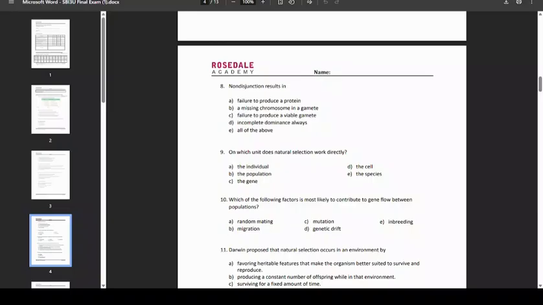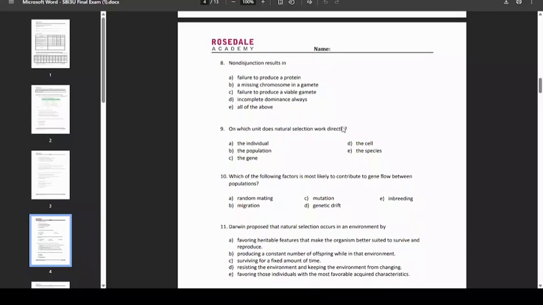On which unit does natural selection work directly? The individual, the cell, the population, the species, or the gene? So natural selection doesn't affect the cell. It doesn't affect the species. It affects one singular thing, and that means it affects the individual, which is A.